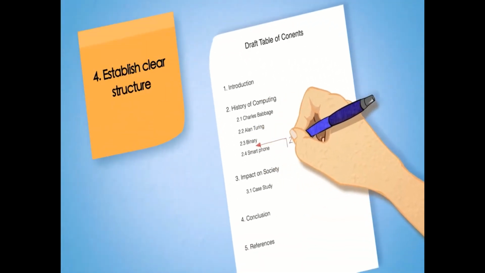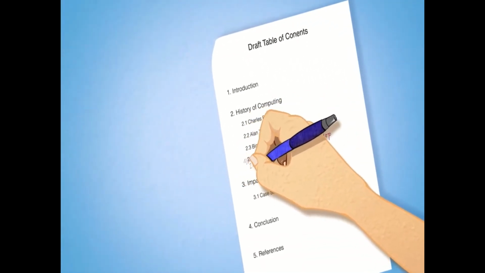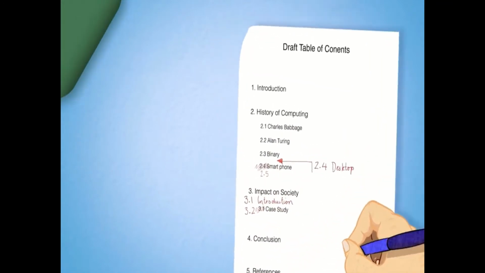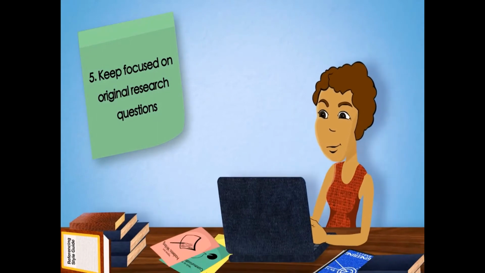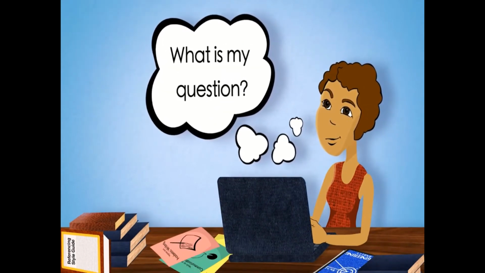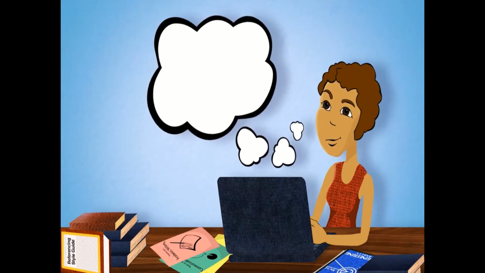Establish a clear structure for the whole report. Drafting a table of contents will help you list your headings or topics and related subheadings in a logical order. While writing each section, stay on track by revisiting the original brief and the original problem statement. This will keep your writing focused and relevant.